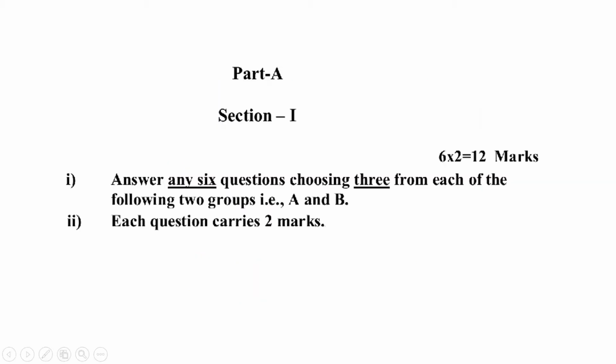In part A, you have three sections: section 1, section 2 and section 3. Section 1 has two groups, group A and group B. In each group, you are given 6 questions. Out of that, you have to choose 3 questions. Each question carries 2 marks. It means for group A, you are going to get 3 times 2, that is equal to 6 marks, and for group B, 6 marks. Total for section 1, 12 marks.